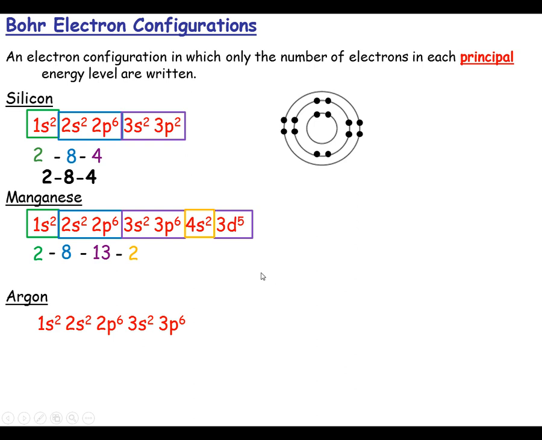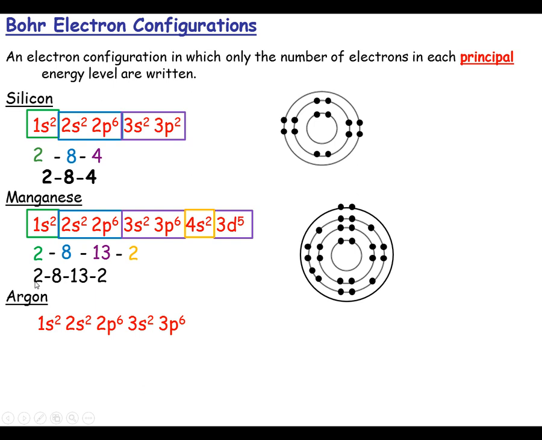So if we wanted to draw the Bohr model of the atom, there would be 4 rings: 2 in the first principal energy level, 8 in the second, 13 in the third principal energy level, and then the fourth one just has those 2 electrons on the outer edge.